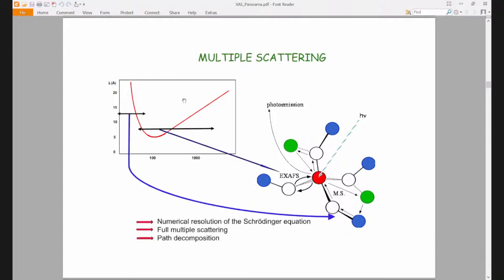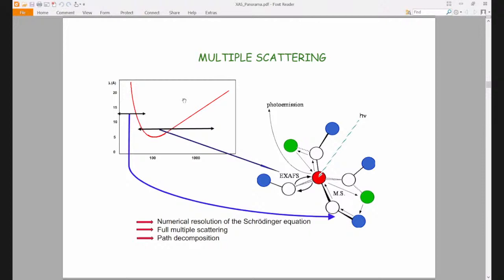Now, if you look at what is going on here, the mean free path is going up. And at 20 eV here it is 100 angstrom. It means that the electron is going away, and then it can make a lot of scattering like that. That's called multiple scattering. And between 1970 and 1989, this type of scattering was a problem. People didn't know how to handle it.